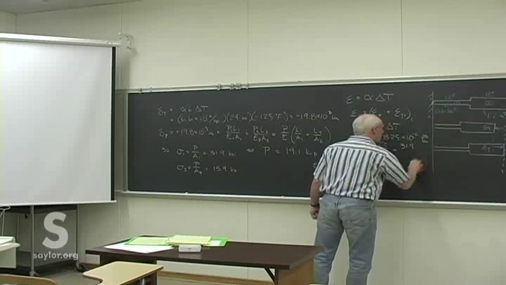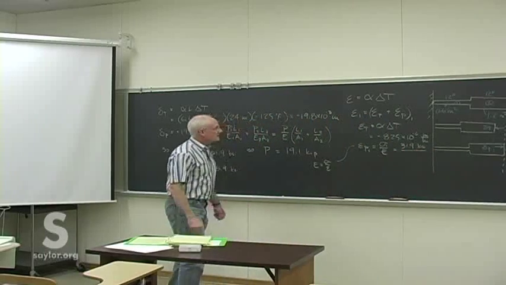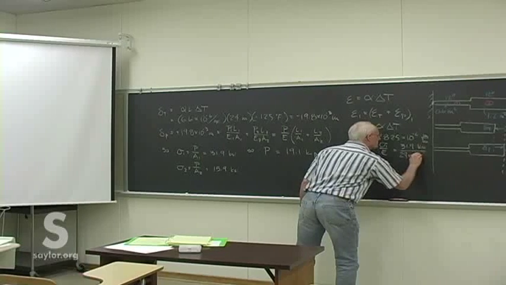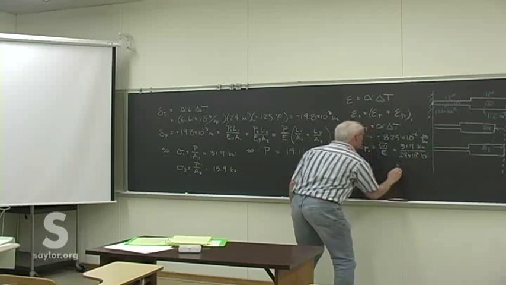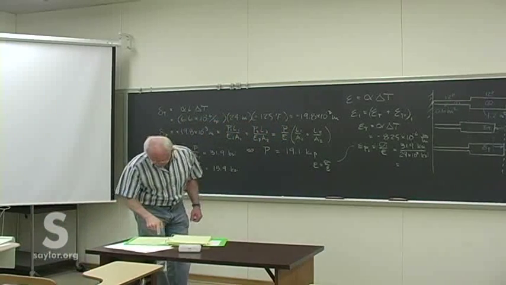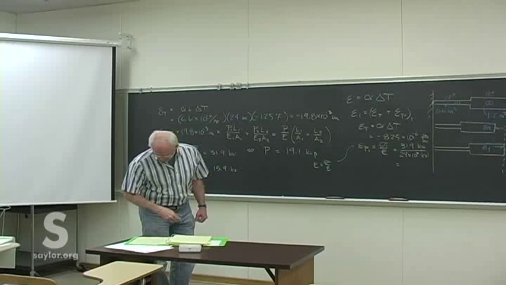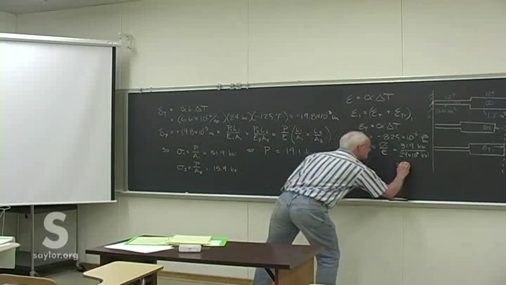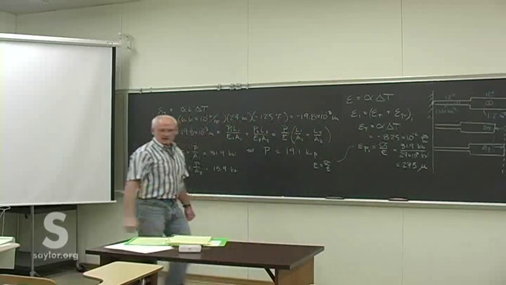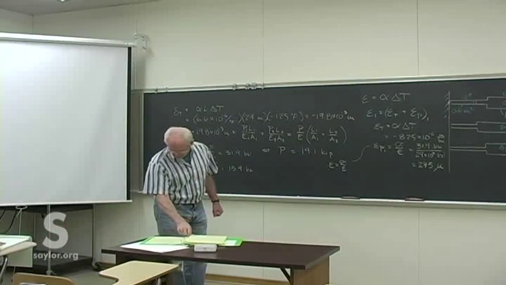KSI. I did have that right. And Young's modulus, we had it, I erased it. 29 times 10 to the 3rd KSI. So the mechanical strain in the first one is plus 275 times 10 to the minus 6th. Just to remind you, we also often took out the 10 to the minus 6th and just put in the symbol micros, micro inches per inch.